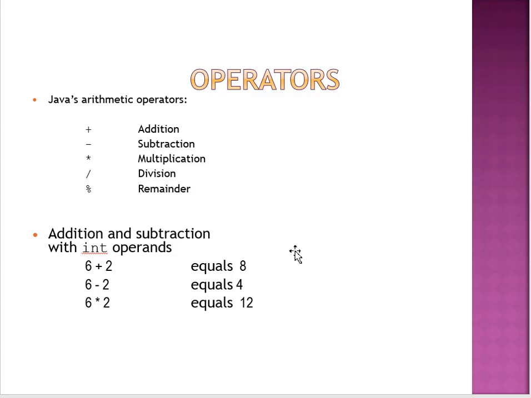Now we have more operators in Java. We have arithmetic operations, just like in any other programming language. We have plus, addition, those are the arithmetic operations. And then we have these examples of addition and subtraction with the operands. This is primary stuff that you can see here, an example of arithmetic operations happening on some numbers.